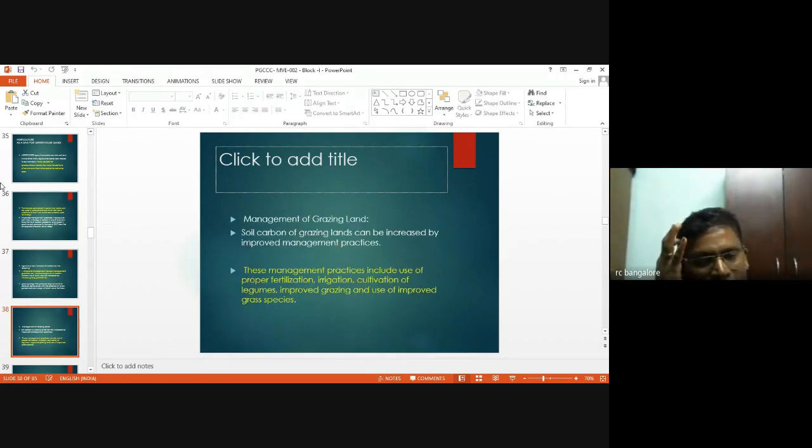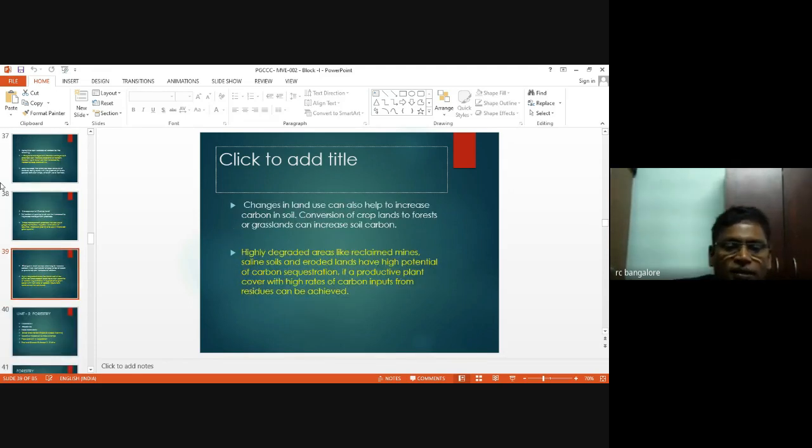Management of grazing land. The soil carbon of grazing land can be increased by improved management practice. This includes proper fertilization, irrigation, cultivation of legumes, improved grazing, and use of improved grass species. Change in land use can also help to increase carbon in soil. Conversion of croplands to forest or grassland can increase soil carbon. Highly degraded areas like reclaimed mines, saline soils, and eroded lands have high potential of carbon sequestration if productive plant cover with high rates of carbon inputs from residues is achieved.